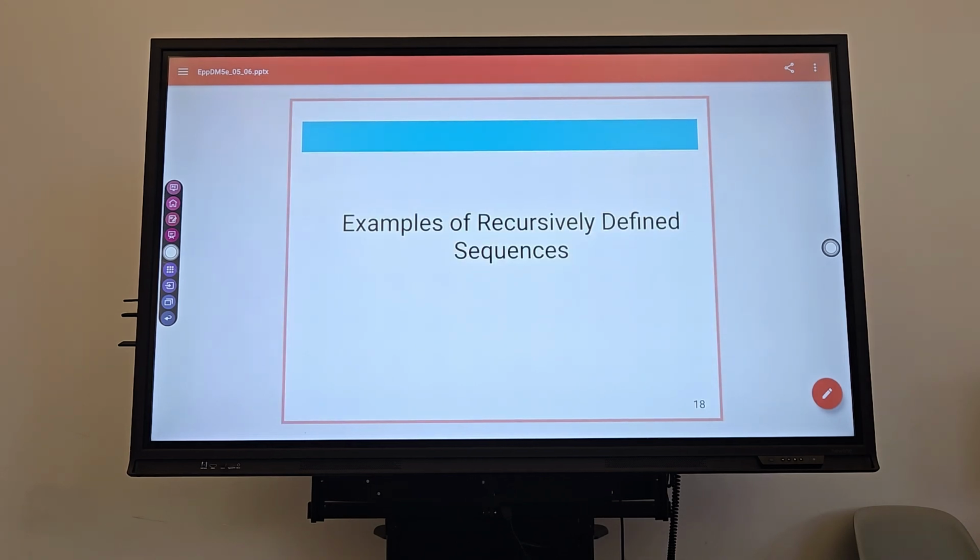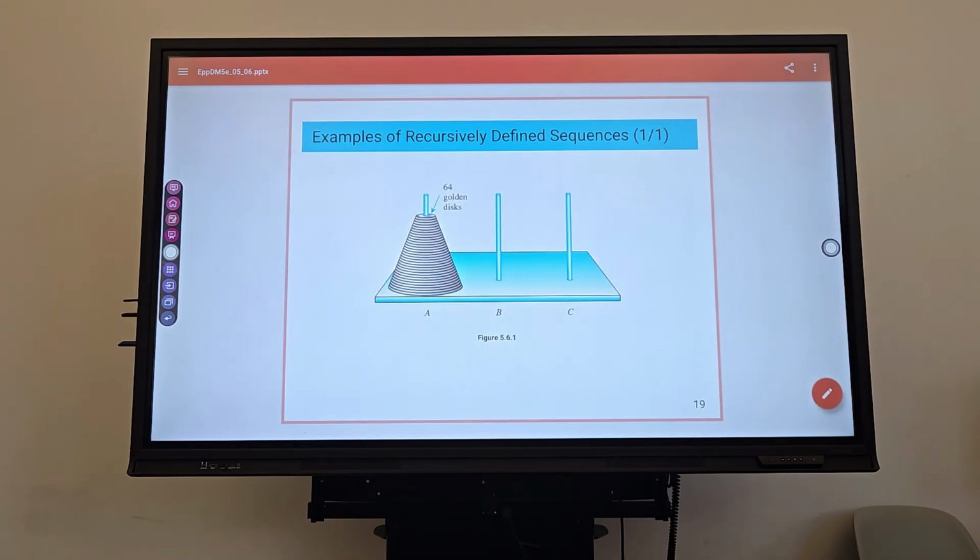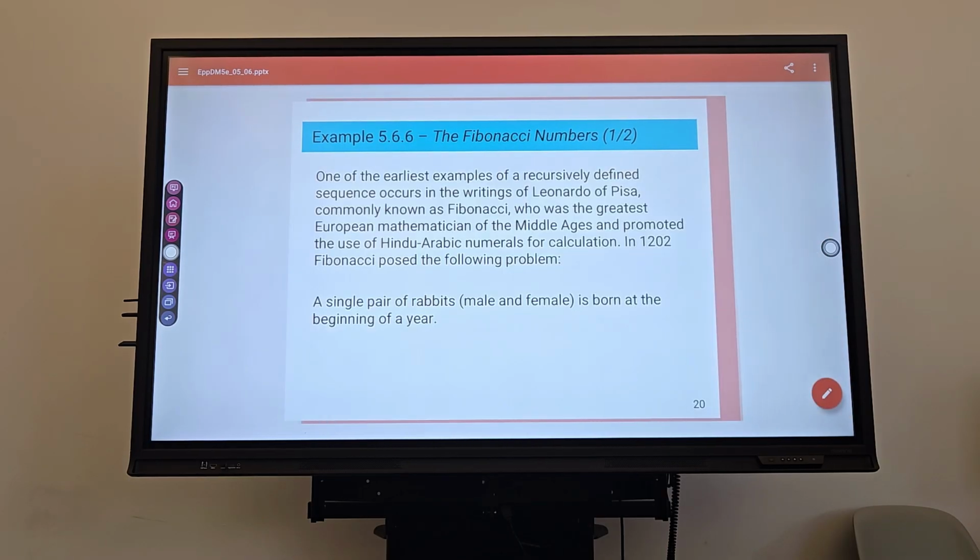Examples of recursively defined sequences. The Towers of Hanoi. One of the earliest examples of a recursively defined sequence occurs in the writings of Leonardo of Pisa, commonly known as Fibonacci, who was the greatest European mathematician of the Middle Ages and prompted the use of Hindu-Arabic numerals for calculation. In 1202, Fibonacci posed the following problem.